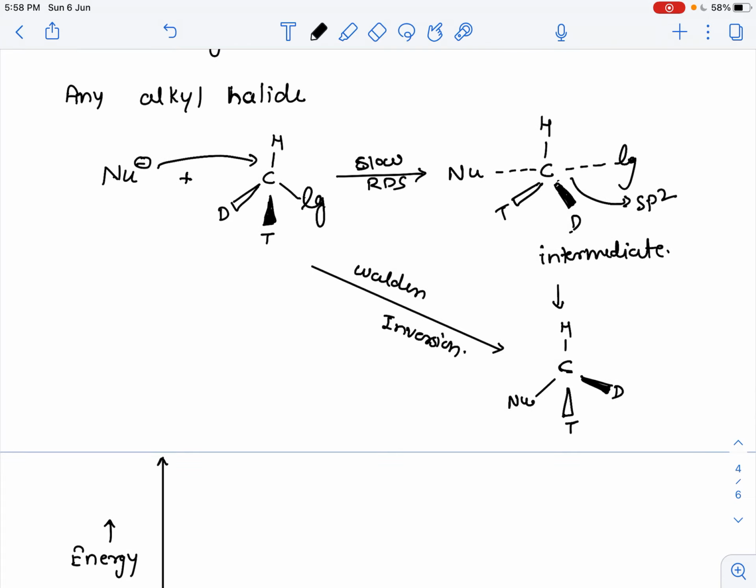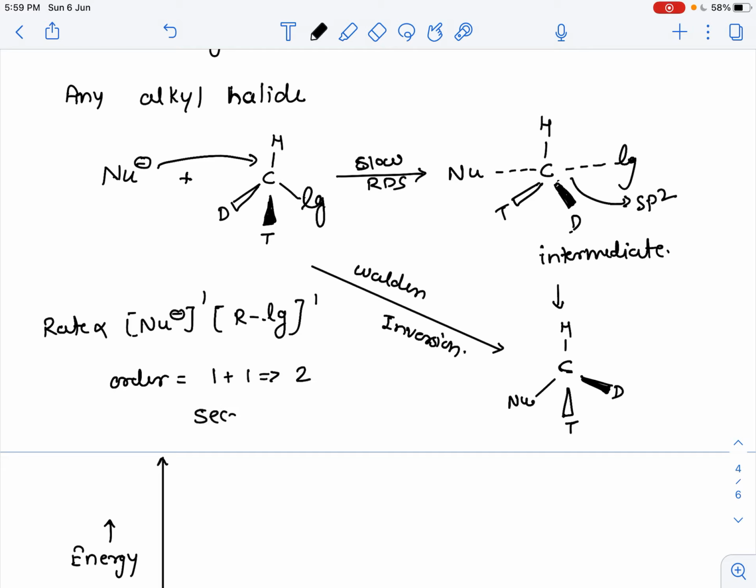Any doubt in this? Now in this you can see the nucleophile attacking the substrate is the slow step. So this is the only rate determining step, and the rate is directly proportional to the Nu minus and the RLG. So 1, 1. So order is equal to 1 plus 1, which is 2. That's why it is a second order reaction.